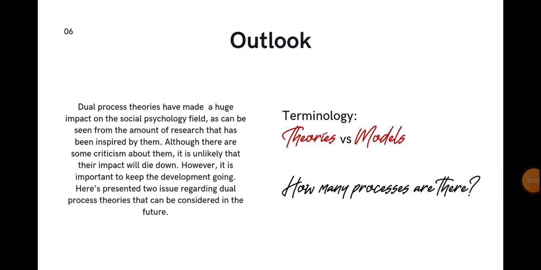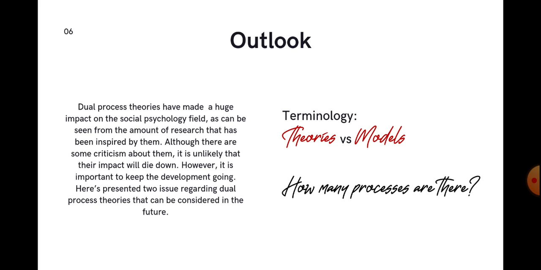The first one is the usage of the terminology theories versus models. Theories are usually regarded as sets of well-specified if-then conditionals that link two or more concepts in a particular manner, whereas models are regarded as nominal descriptions that provide a conceptual frame of reference. In dual process theories or models, the terms theories and models are usually used interchangeably, so we don't specify enough. The author here is trying to say that it would probably be better for us to not use those terms interchangeably.